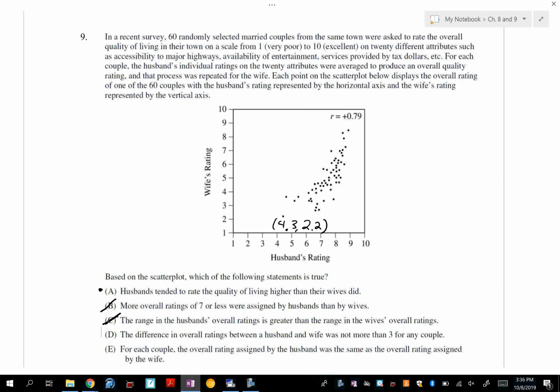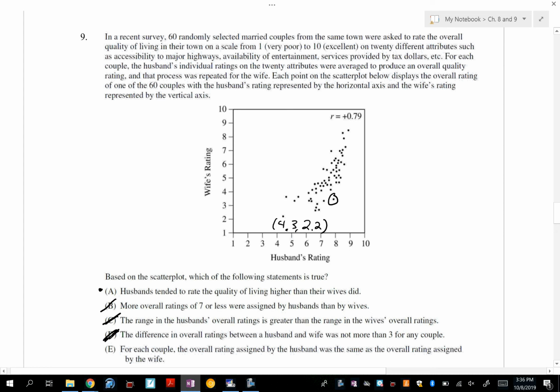C. The difference in overall ratings between a husband and wife was not more than 3 for any couple. Can you find a point that has more than 3 difference? Bingo. Look at that point. Almost an 8, less than a 4. You subtract 8 and 4 and you get 4. And so when it says no more than 3, that one was more than 3.